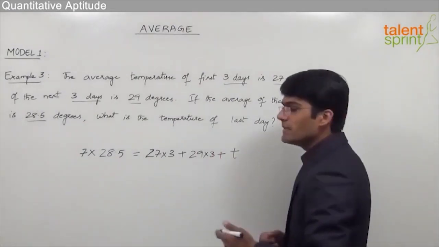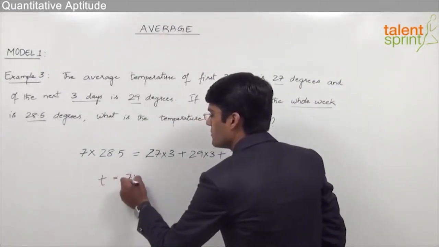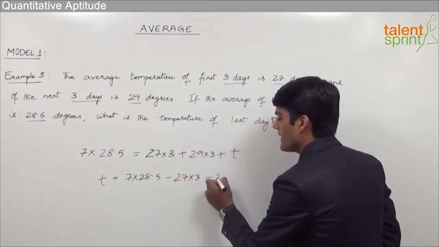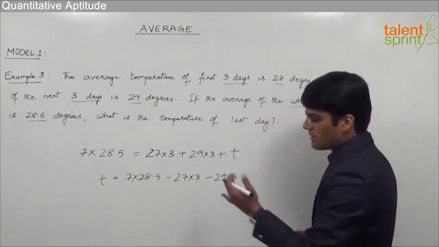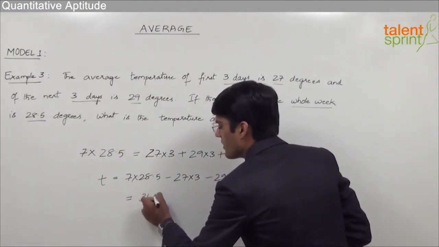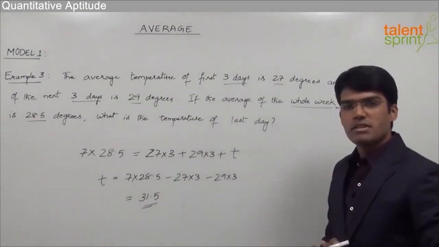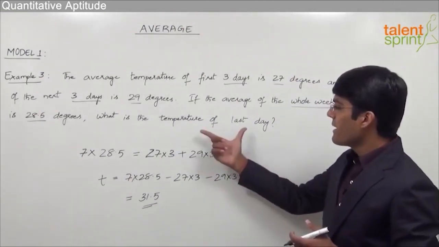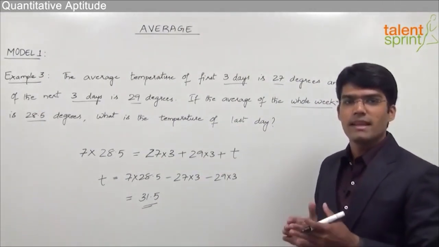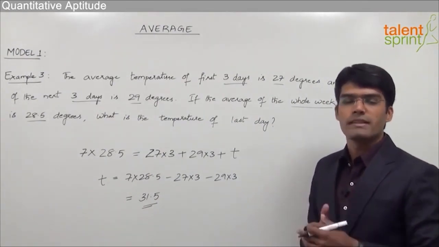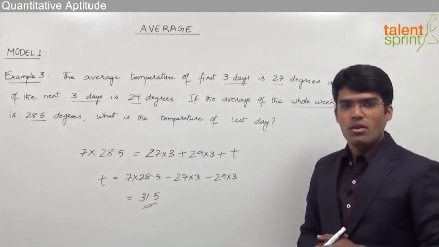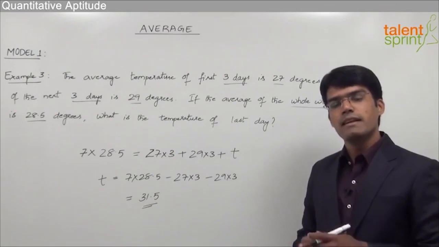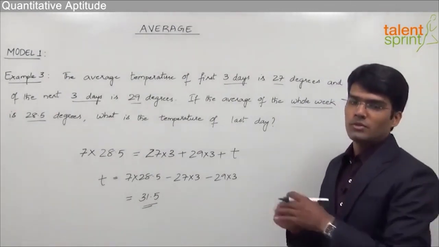So by solving this equation, we can say that T should be equal to 7 into 28.5 minus 27 into 3 minus 29 into 3. On solving this, we get the answer as 31.5 degrees. So the temperature of the last day should be 31.5 degrees. So friends, as you can see in this example, the temperature of one of the days can be calculated simply by balancing the sum of all the temperatures on both the sides. Or we can say that the value of any of the elements from the given set of elements can be calculated simply by balancing the total of all the values on both the sides.